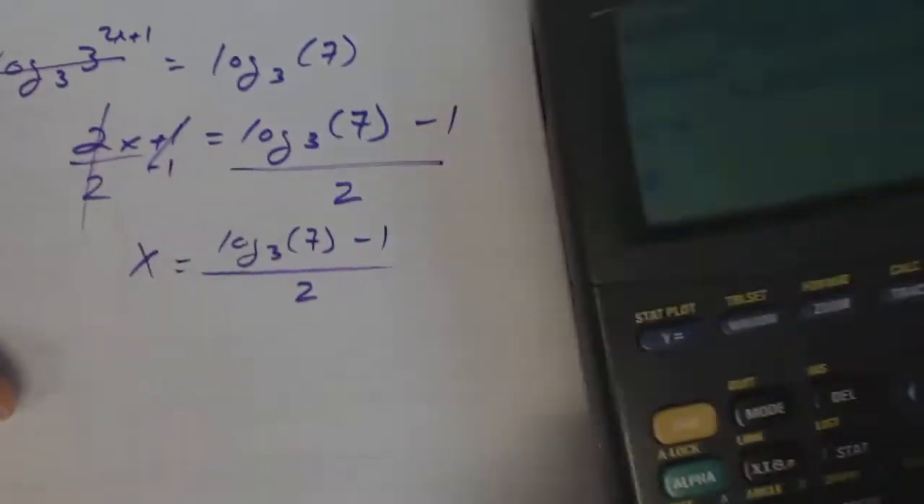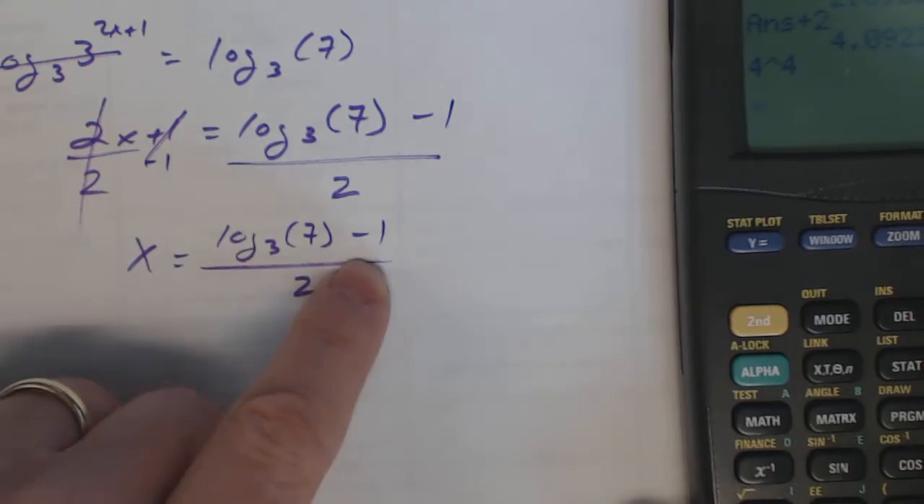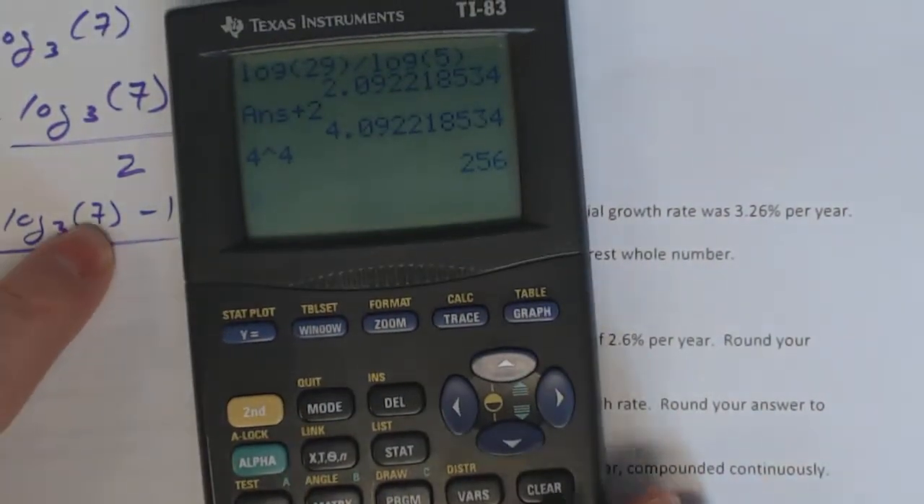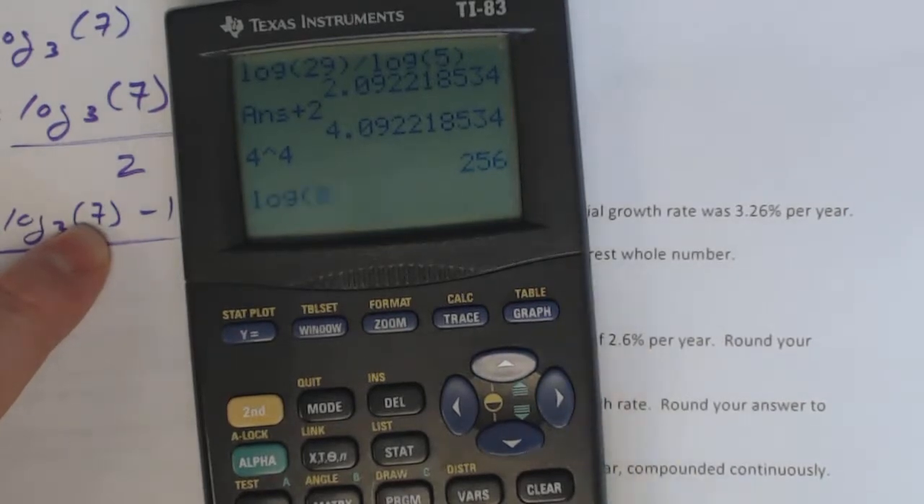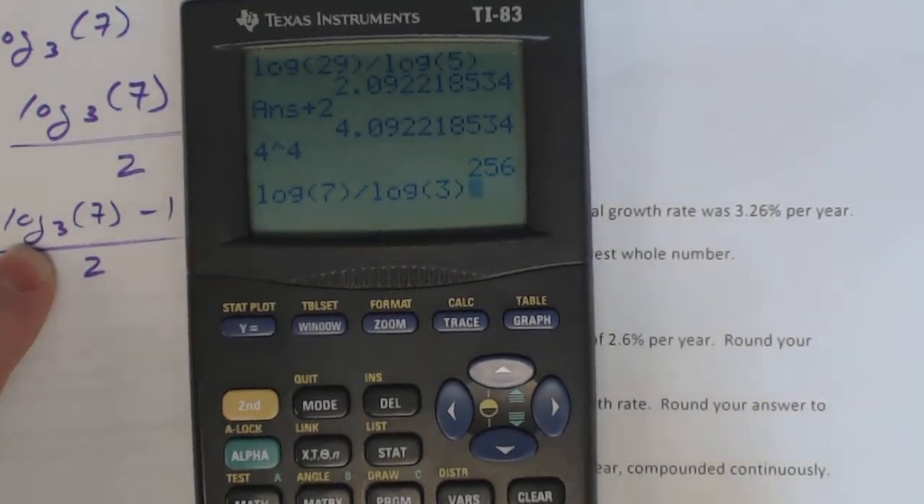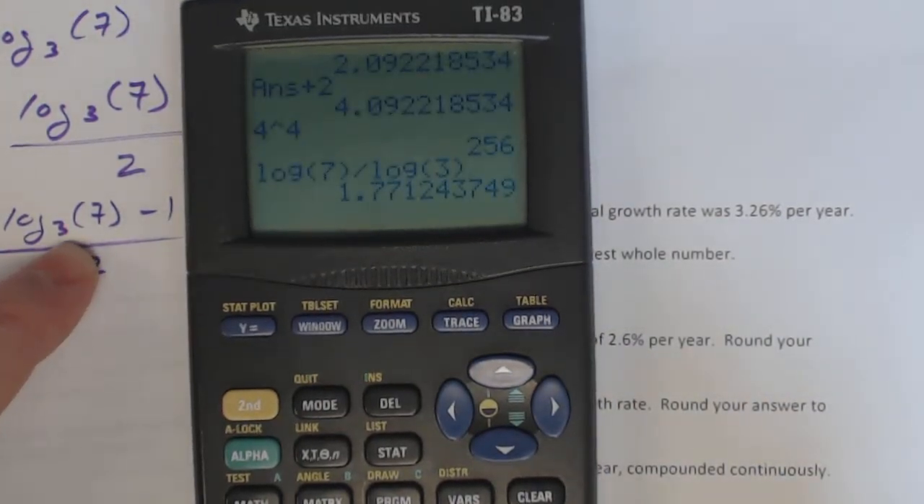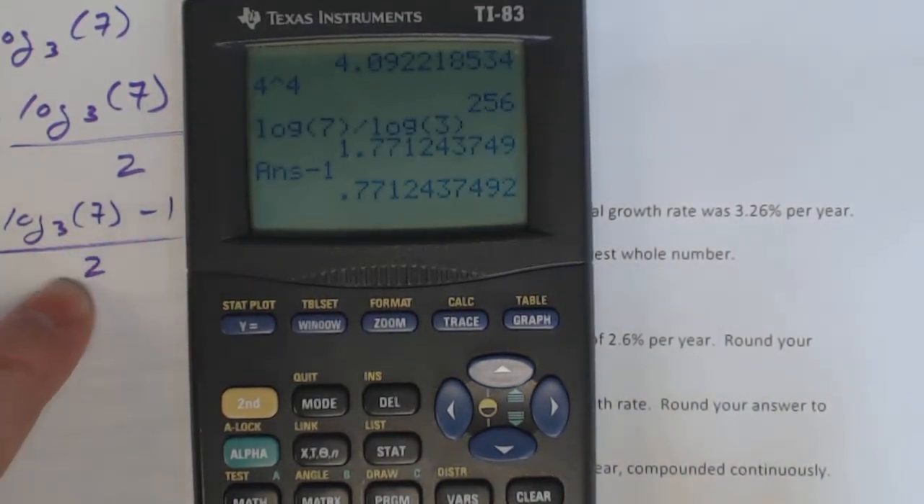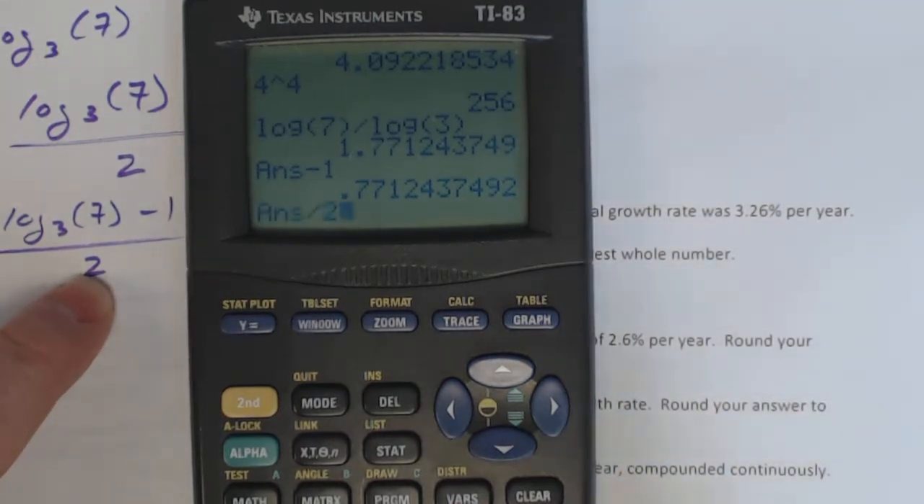If I want to type that in my calculator, I've got to figure out what this is. I'm going to subtract 1 from that, and I'm going to divide that number by 2. So it's log of 7 divided by log 3. Okay, that's how I figure out that number. It's 1.7724 minus the 1, 0.77, and then we divide that by 2.